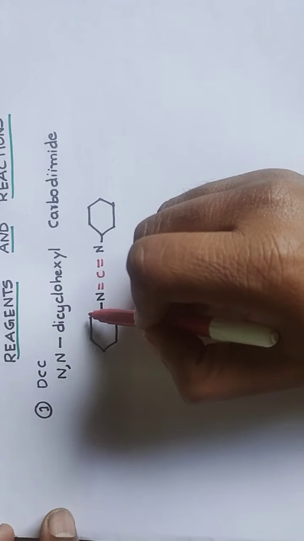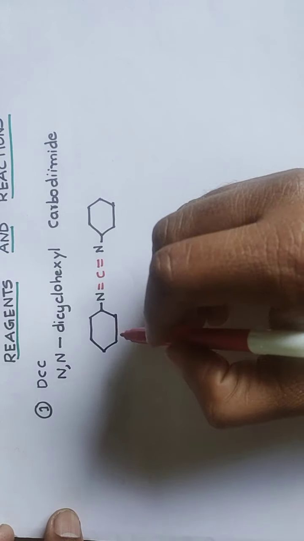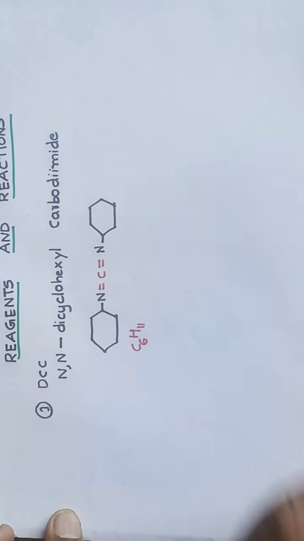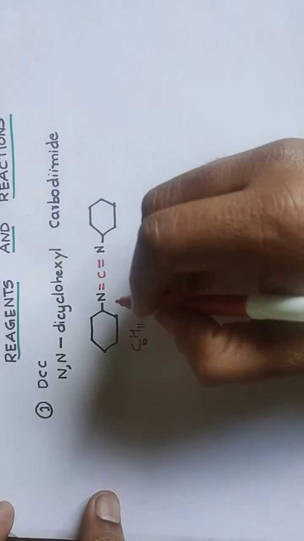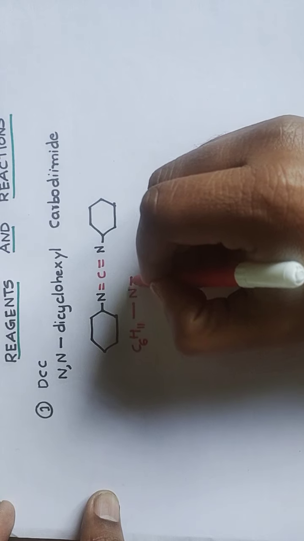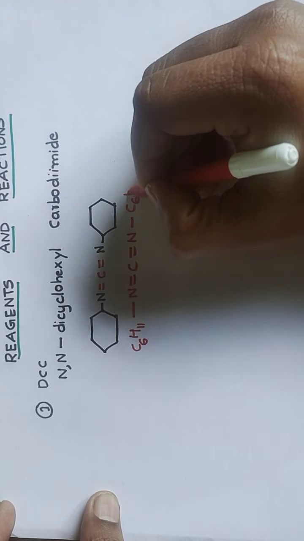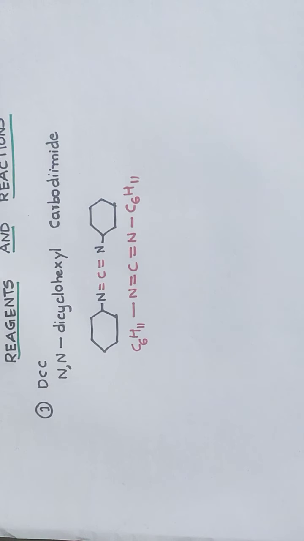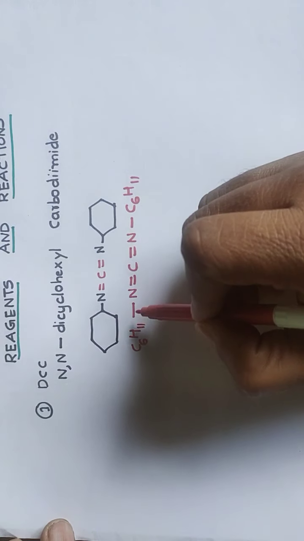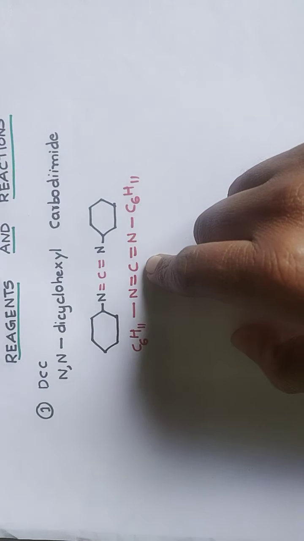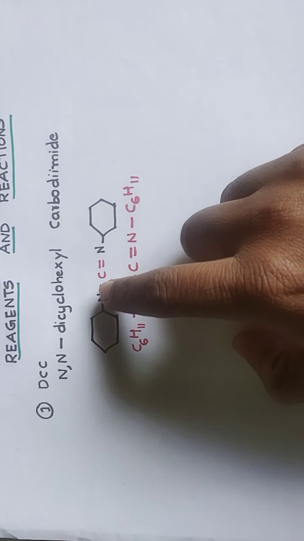If you are not drawing the ring, instead of that you can write it as C6H11 N double bond C double bond N C6H11. This is how you can write it. The nitrogen is linked to the C6H11 carbon. So this is the molecular formula of DCC and this is its structural formula.